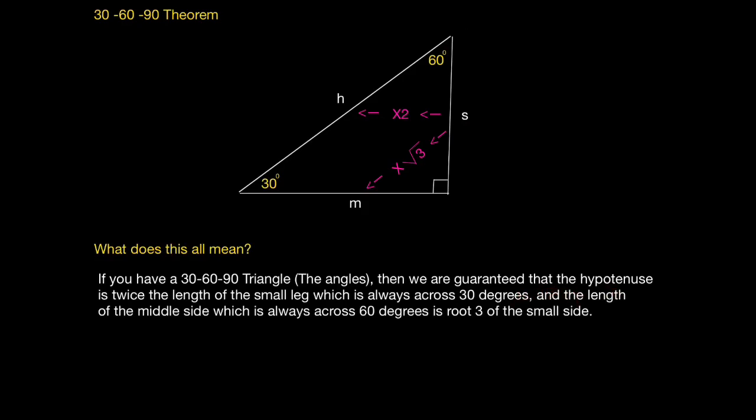On the other hand, the length of the middle side, which is always across from 60 degrees, is √3 times the small side. So the middle side, that one's always going to be across from 60 degrees, and we're guaranteed that the middle side is going to be the small side multiplied by √3. I'm well aware that I just bombarded you with a bunch of information, and this may look complicated at first, but I promise you that it's very easy to apply, and you'll see that these kinds of triangles are very nice, and we'll be able to solve for the missing sides with ease.